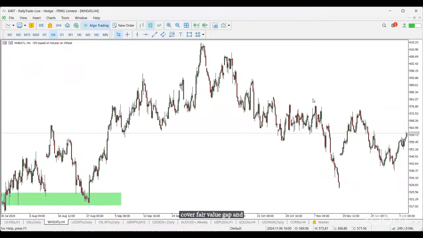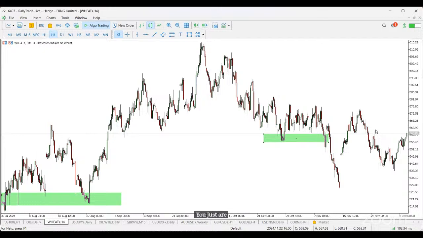Now it broke this particular zone. Let me mark it so that you can see it. What wheat did was to break this zone. It broke this zone and came down, right? And from there, it retraced, okay? Retraced and sold. Retraced and sold, right?